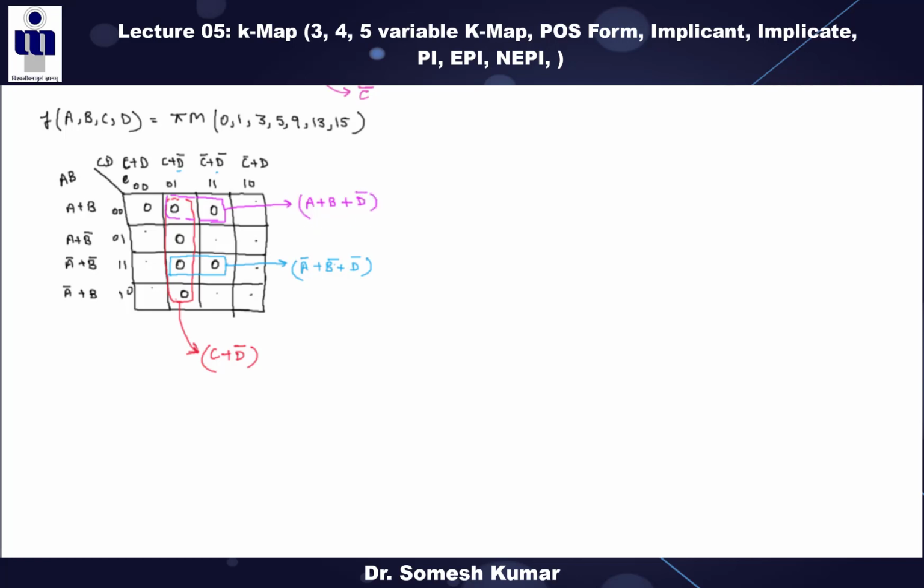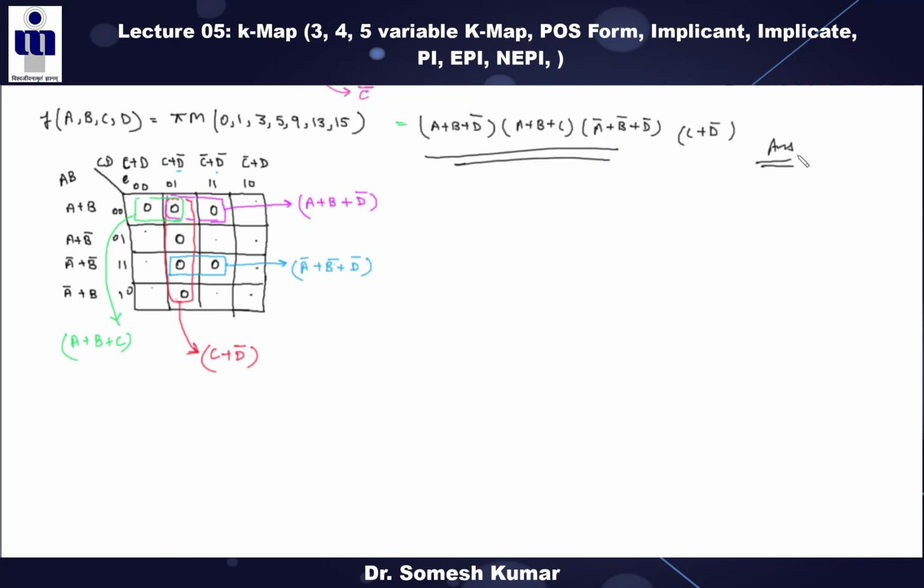Right? And next pair, this one is the next pair, right? And from this pair, your output is A plus B plus C, right? And what is the final minimized expression of this? The final minimized expression of this is A plus B plus D bar plus A plus B plus C, right? This is the final answer for this numerical, right?